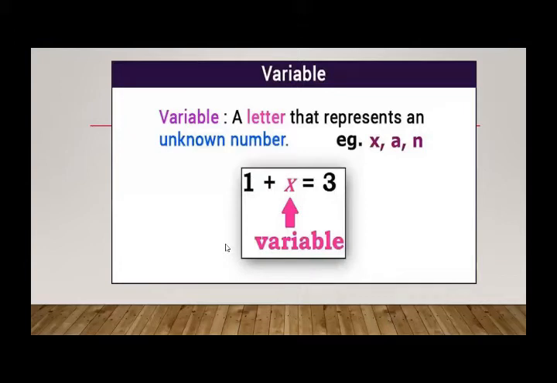Now the first important term of algebra is variable. A variable is a letter that represents an unknown number. We will explain what is meant by letter. For explaining a variable, we use any English alphabet, for example, X, A, N, or any other letter. For complete understanding, we will follow the given example, that is 1 plus X equal to 3.